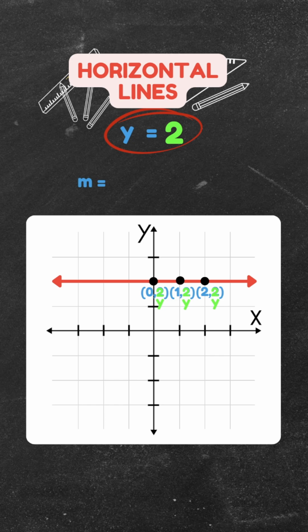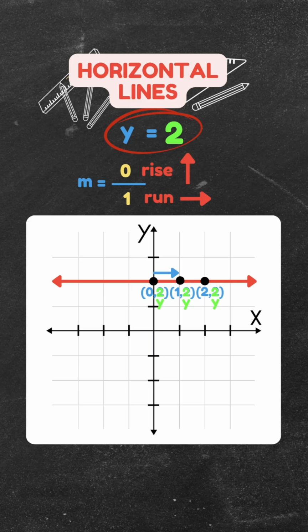Now let's figure out the slope. Remember, slope is represented by m, and it's going to be the rise over the run. Do we go up at all from one point to the next? No. So our rise is going to be 0. From one point to the next, we do go 1 unit to the right. That's going to be our run.